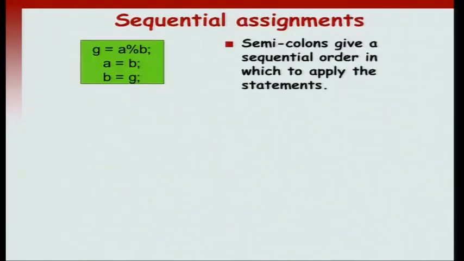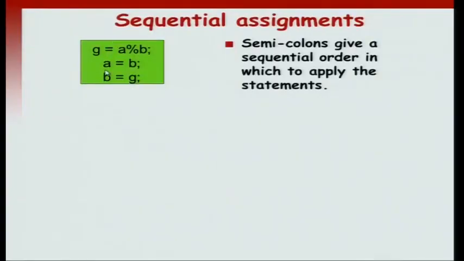Another small thing that we have used in the code is sequential execution. So, if you write a bunch of statements one after the other, let us say separated by semicolons, then this means that the instructions are to be executed one after the other in sequence. So, first you do G equal to A modulo B, then you do A equal to B, and after that you do B equal to G.